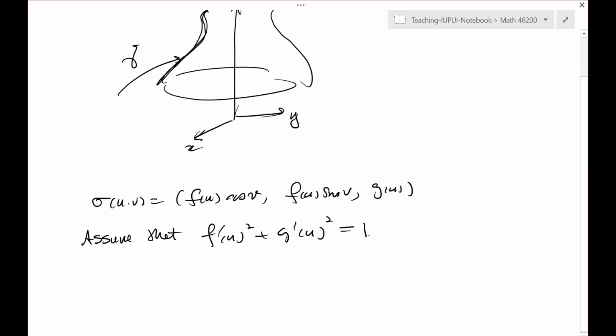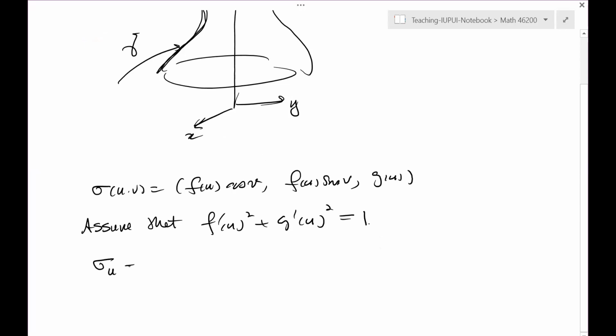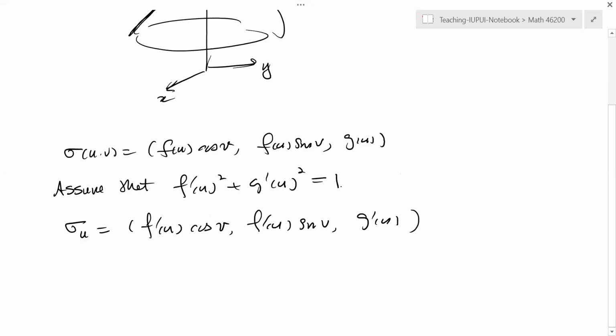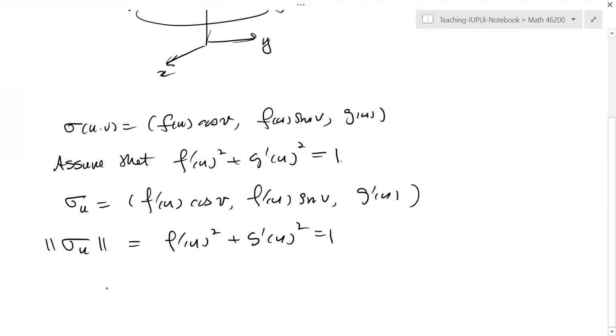That means if you look at the partial derivative of this, what do you see? That is going to be f prime u cosine v, f prime u sine v, and g prime u. So then the length of this one is going to be f prime u squared plus g prime u squared equals 1. So every such curve for fixed v, we call the meridian. The meridian has a unit speed.